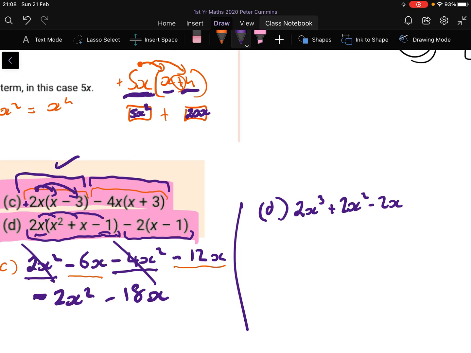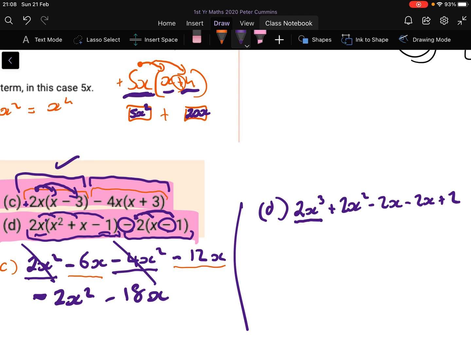The second bracket then, minus 2 by x gives me minus 2x. And minus 2 by minus 1, so remember, minus by a minus is a plus, and 2 by 1 is just plus 2.